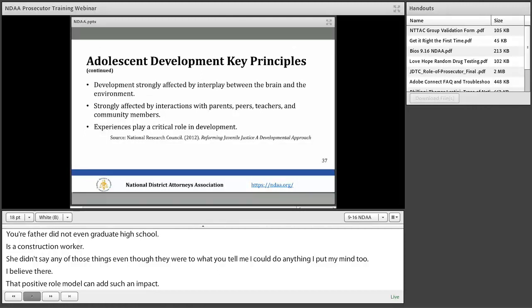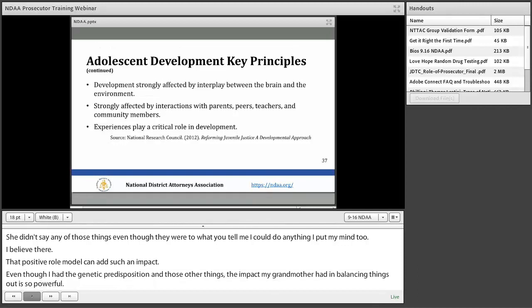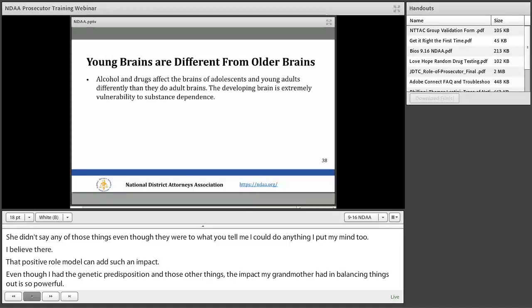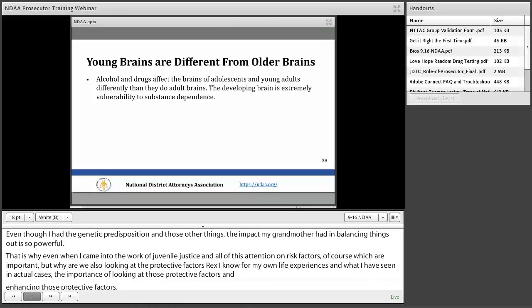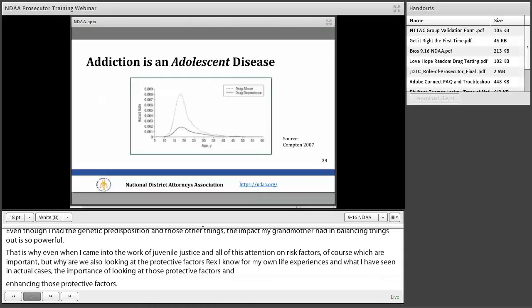And that's why even when I came into the work of juvenile justice and I saw all this attention on risk factors, which of course are important, I asked why aren't we also looking at the protective factors? Because I know, just from my own life experiences and what I've seen in actual cases, the importance of looking at those protective factors and enhancing them. So again, the developing brain is extremely vulnerable to substance dependence, and, you know, shout this from the rooftops because it's not getting out there enough.